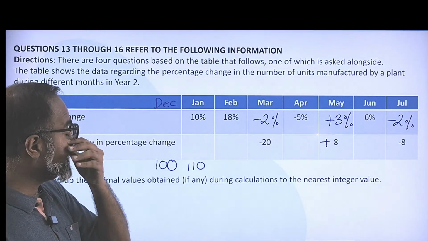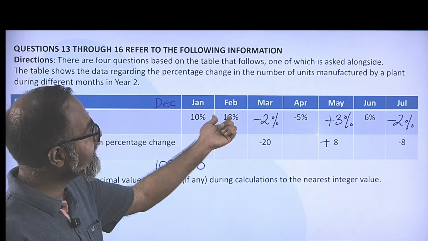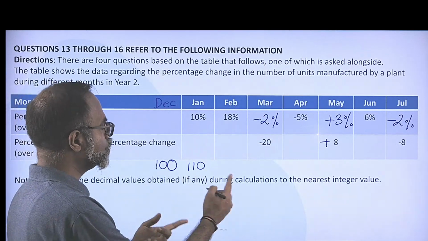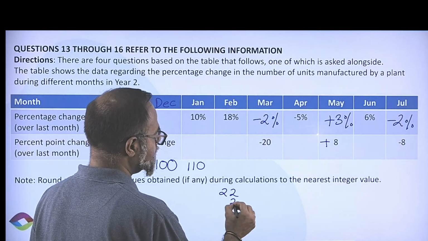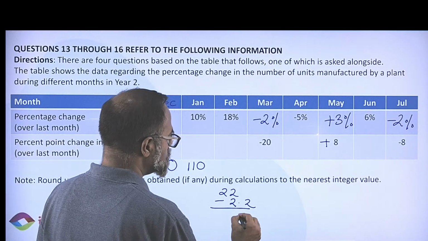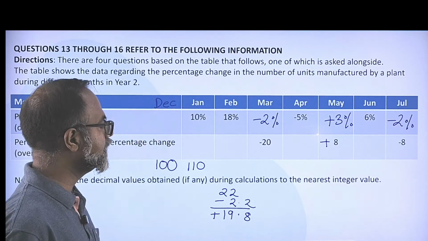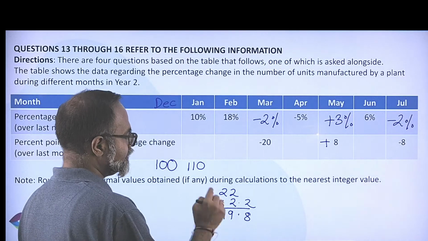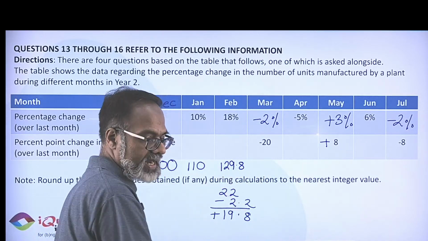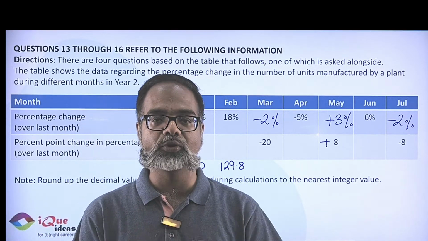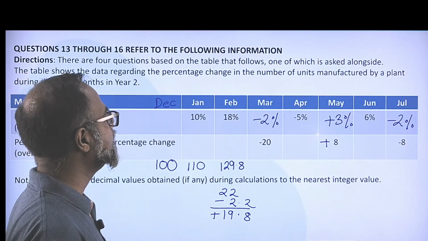February was 18% up. So 110 increased by 18%. So 20% will be 22 and 2% will be 2.2. So this should be equal to just 19.8 increase. So 110 plus 19.8. So in February, 129.8 is the value that I'm looking for. Okay. Next is a 2% decrease.